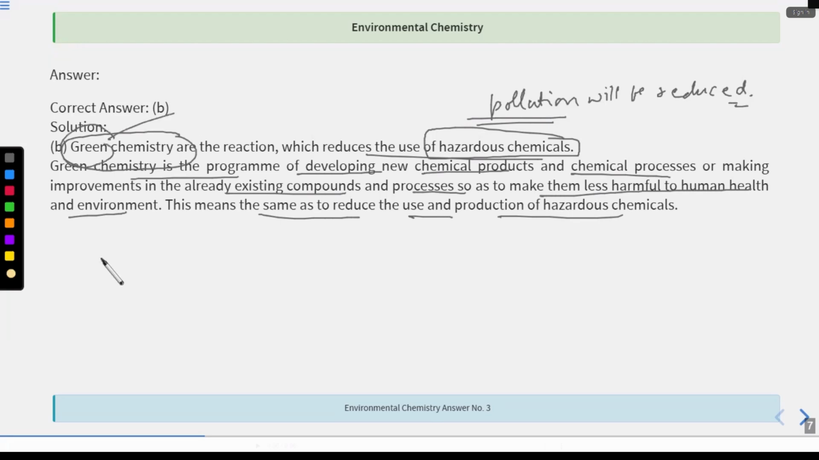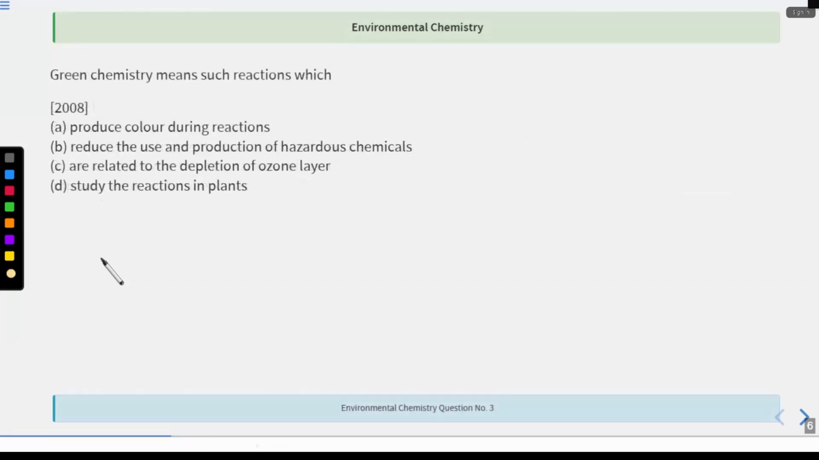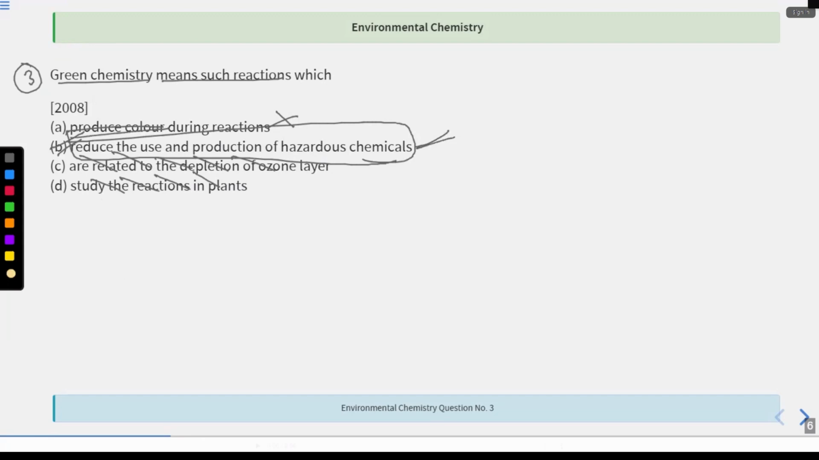Green chemistry has nothing to do with color, it's just a name because green sounds good. It just means that it reduces the use and production of hazardous chemicals. Option B is the right option. There is nothing to do with color, nothing to do with depletion, and study reaction is nothing.